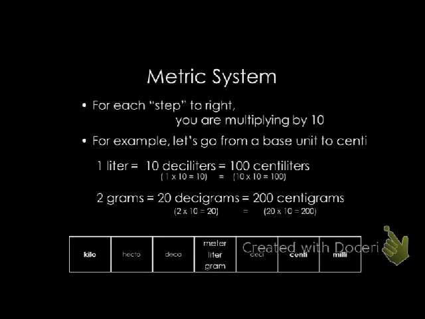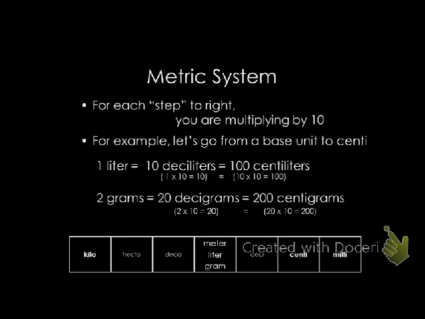In the metric system, as we move to the right on the metric scale to represent the number of each of the new units, we have to multiply by 10, because it takes more of the units further to the right to equal the same amount of the units to the left. As an example, let's say we're going from a base unit to centi. The base unit, in this case, would be liters. Let's say we have 1 liter. If we multiply that by 10, we get how many deciliters we would need to have the same volume. So 1 liter would be equal to 1 times 10, which is 10 deciliters.